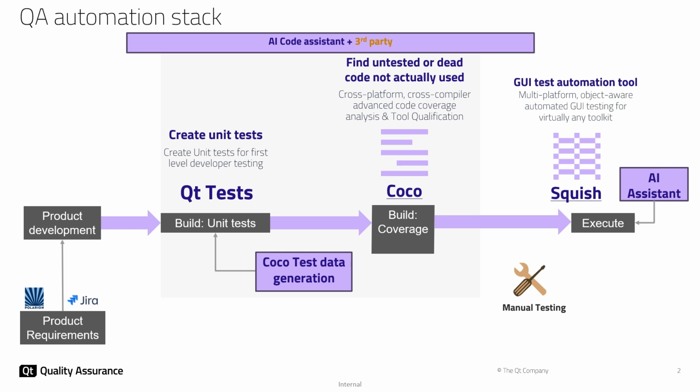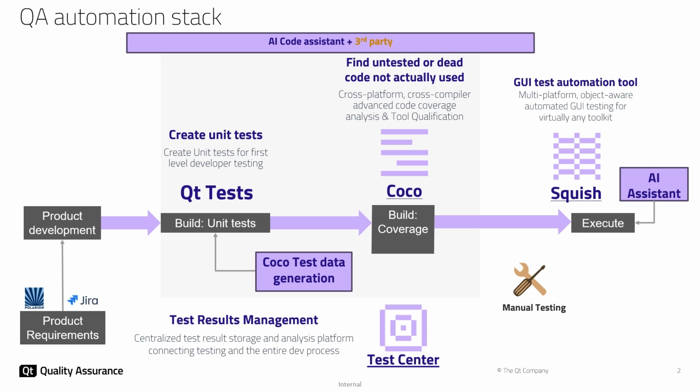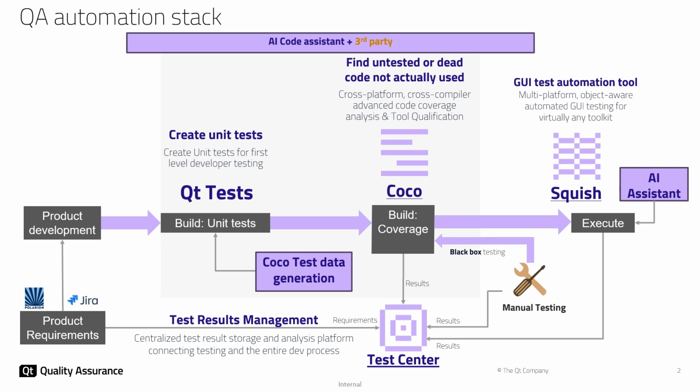All results from unit tests, coverage, GUI automation, and manual testing are collected in a centralized test result storage database called TestCenter. This provides a single place to connect requirements, schedule test runs, and analyze results. Finally, the entire QA stack integrates with your CI/CD plugin, be it Jenkins, Azure DevOps, GitLab, and others, enabling automated builds, nightly runs, and continuous quality monitoring.